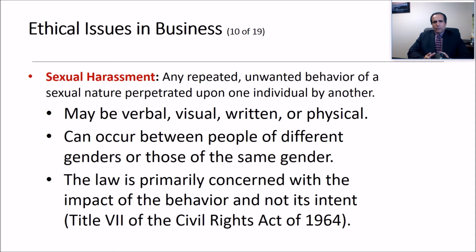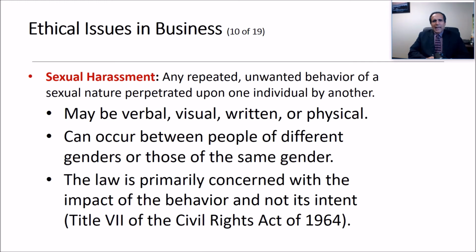Another important ethical issue in business is basically the topic of sexual harassment. Sexual harassment is any repeated unwanted behavior of a sexual nature perpetrated upon one individual by another. Usually, if one individual is in a higher position and he or she is making sexual advances toward a lower ranked individual, that is when the lower ranked individual cannot always say no, so it puts the person in a very, very difficult position. But sexual harassment can take place at any rank, even when two individuals are at the same level. One is making sexual advances that are unwanted and repeated, that is sexual harassment.